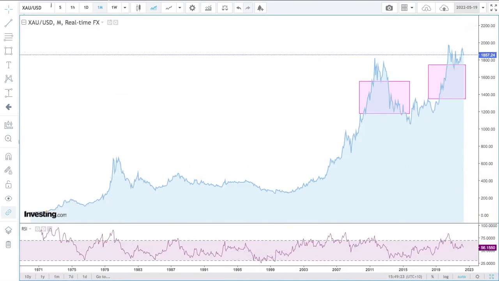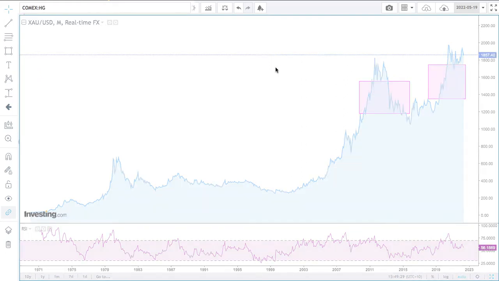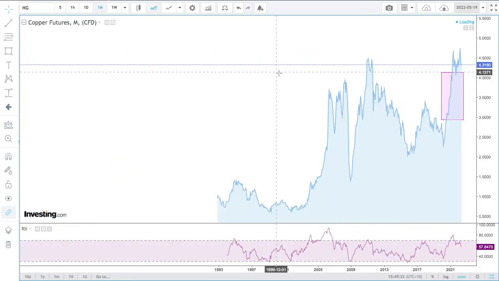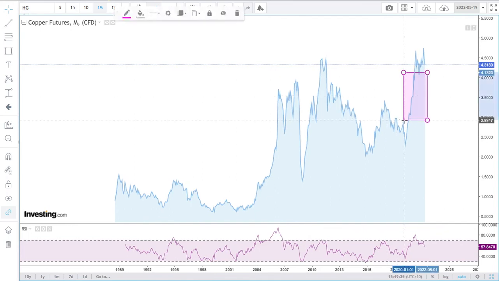There's a couple other little random things. Copper, Dr. Copper as they call it, doesn't really get talked about that much anymore. But to me, it's in danger of rolling over. Up past the parcel, it could well and truly roll over.